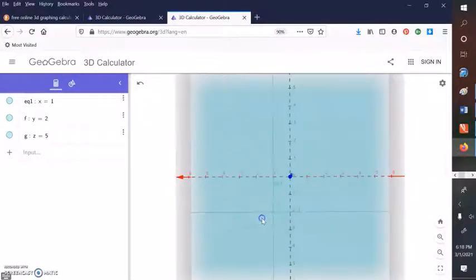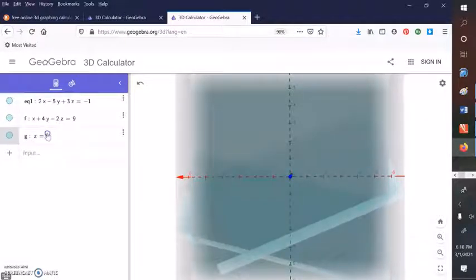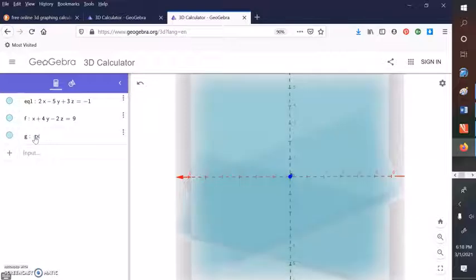So we have the red axis is the x, the green is the y, and the blue is the z. So that said, I'm going to go back and enter the actual equations. 2x minus 5y plus 3z equals negative 1 was our first equation. Our second was x plus 4y minus 2z equals 9. And our third is x minus 2y minus 4z equals negative 5.